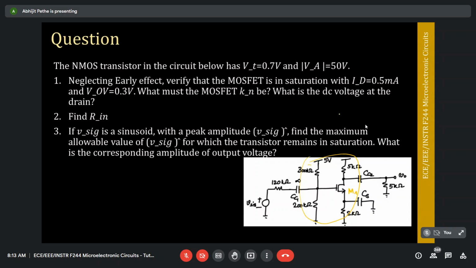Okay, another thing I maybe forgot to write here. VDD is written here. VDD is 5 volts. So can somebody first confirm if the MOSFET is in saturation?